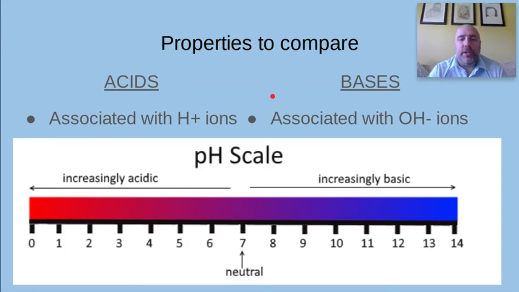The definition, here's more of a definition. Acids are strongly associated with hydrogen positive 1 ions, H+ ions, and bases are associated with OH negative 1 ions. If you remember from earlier this year, OH negative 1 is called hydroxide. It's a polyatomic ion.